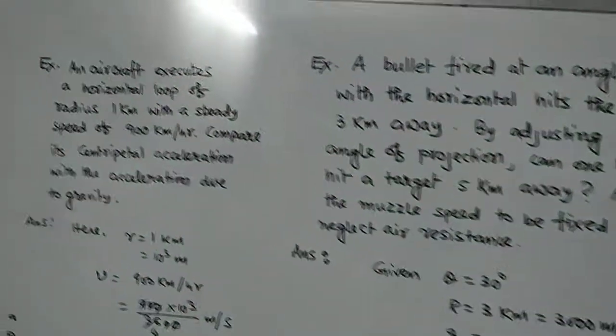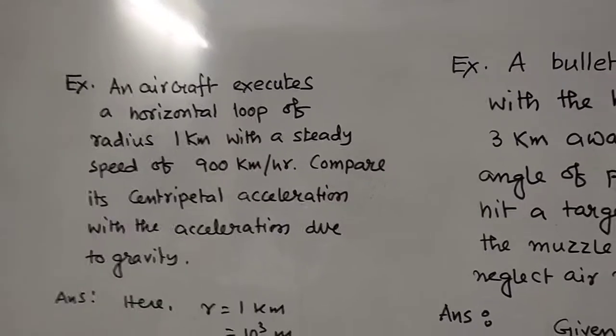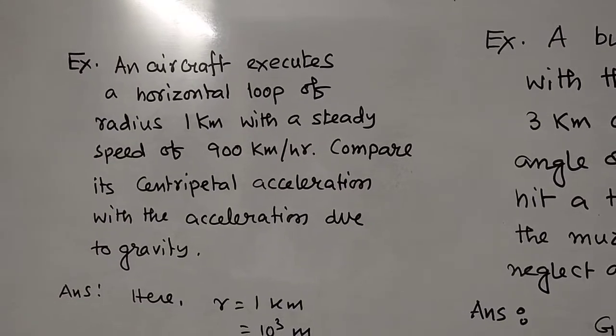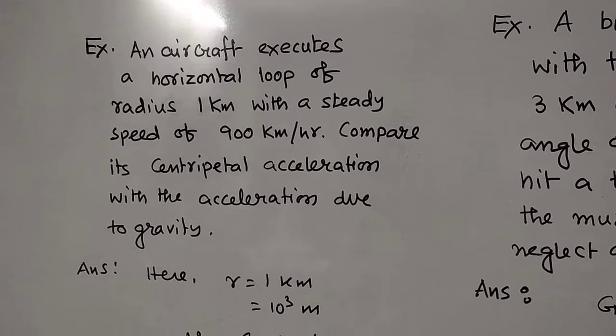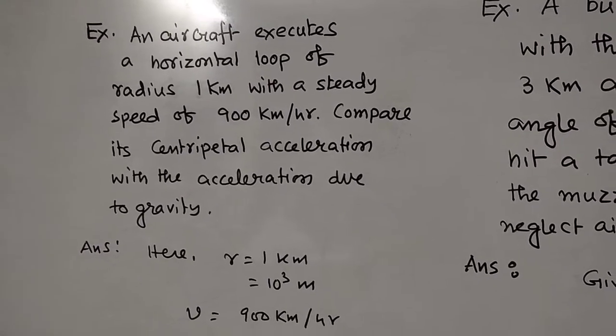Now the next sum which we are going to discuss is this one. It says that an aircraft executes a horizontal loop of radius 1 km with a steady speed of 900 km per hour. Compare its centripetal acceleration with the acceleration due to gravity.